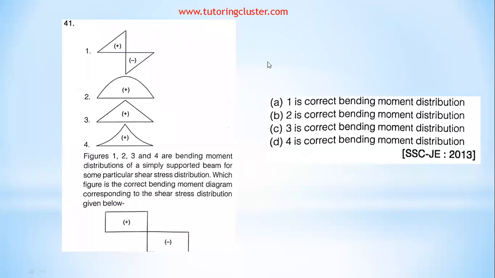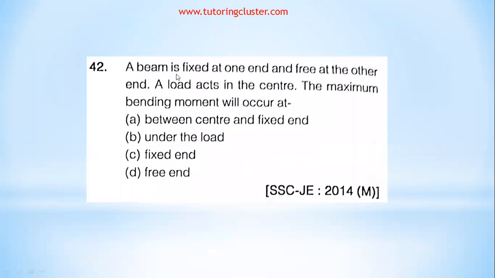Next, question number 42. A beam is fixed at one end and free at the other. Load acts in the center now. The maximum bending moment will occur at. We have seen if it's a cantilever beam, whatever may be the loading condition, maximum bending moment will be at fixed end only. Okay, no need to check. You can directly take fixed end.